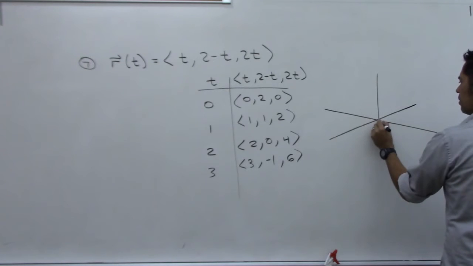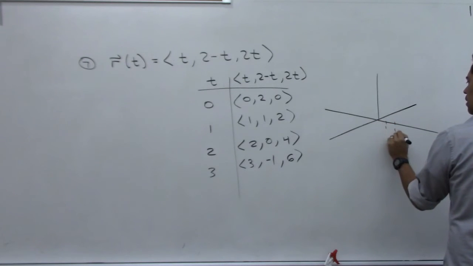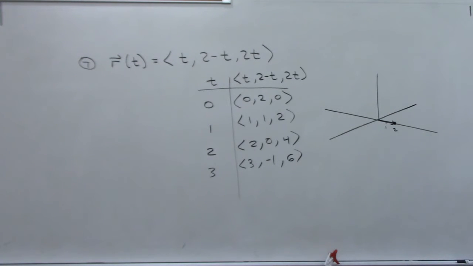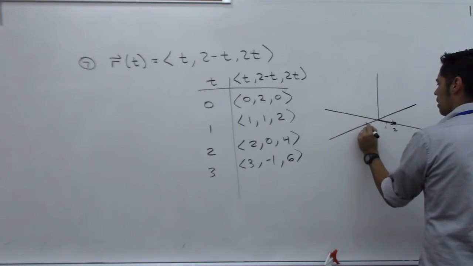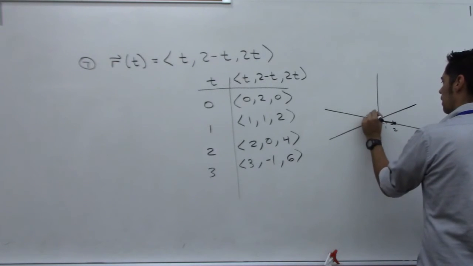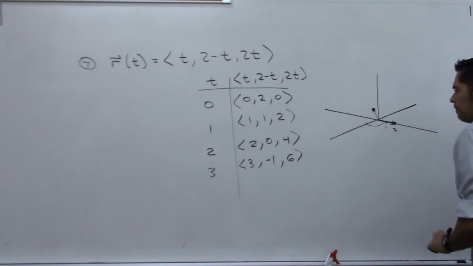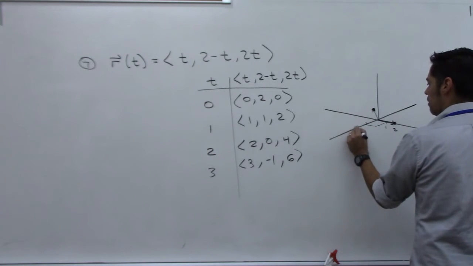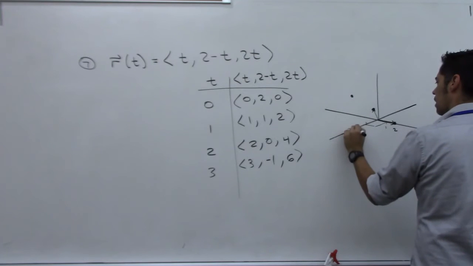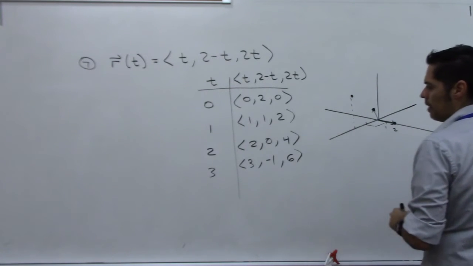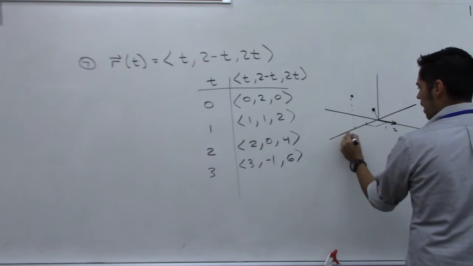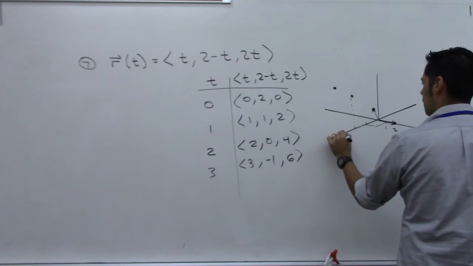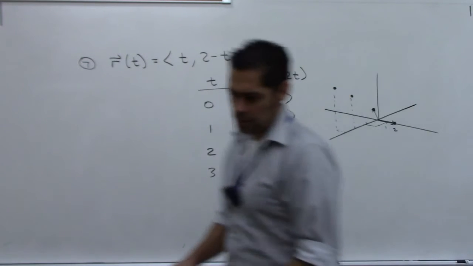Okay, 0, 2, 0 would be here. We have a vector going from here to here. And then 1, 1, 2 would be up here, so from the origin up to there. And then 2, 0, 4 would be straight up here like this. And 3, negative 1, 6 would be there. So that's going to be really difficult to draw.